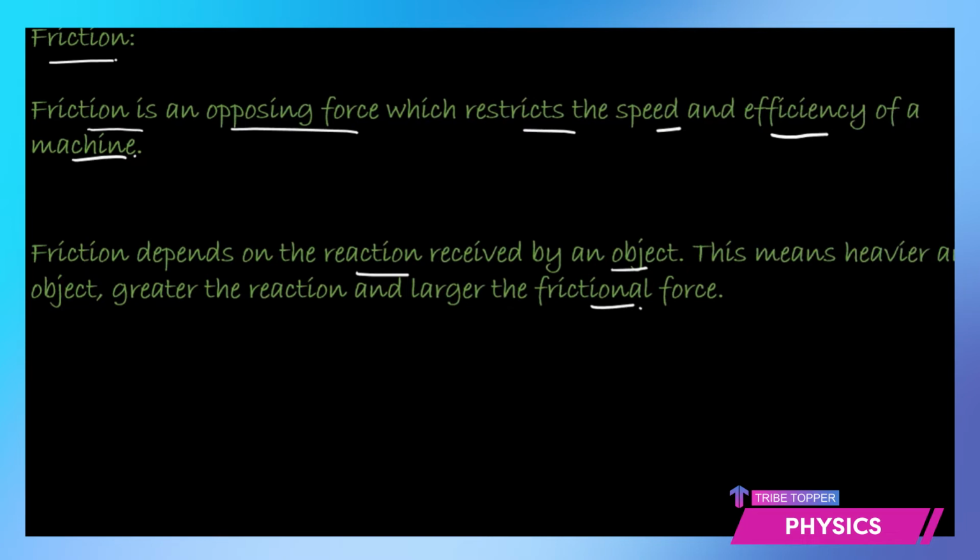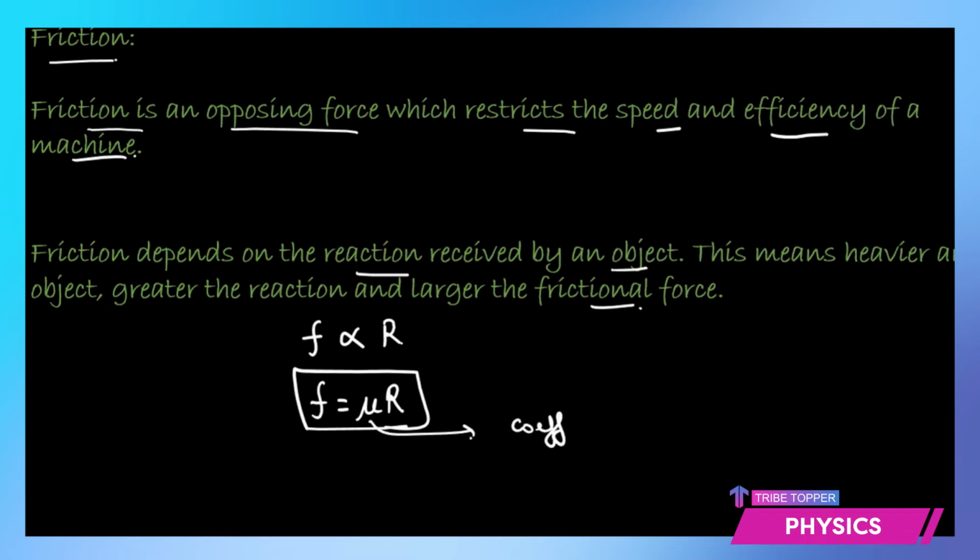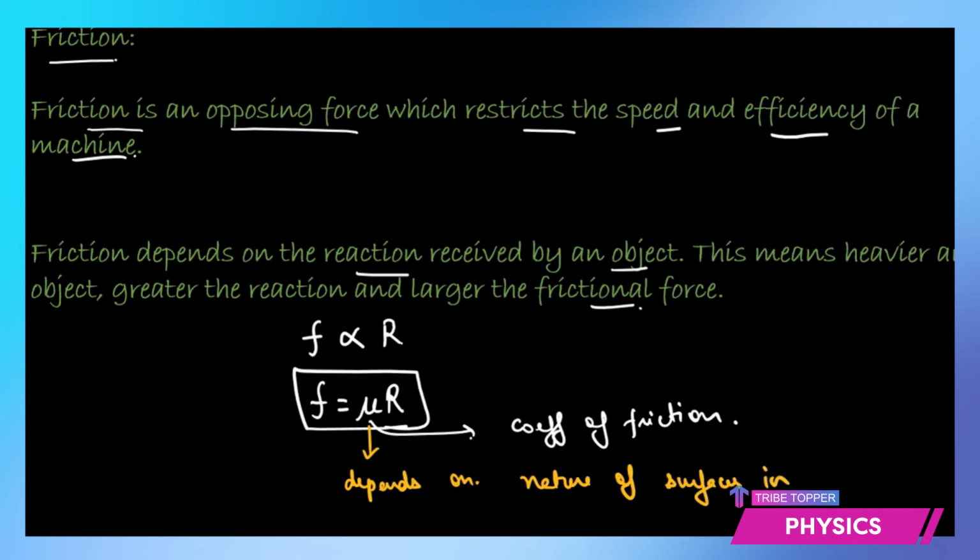So we can say that frictional force is directly proportional to the normal reaction. You can use R or N, that depends, but R is denoting the normal reaction here. So F is equal to, we had a constant here, mu times R. This constant mu is called the coefficient of friction. And since it is the coefficient of friction and introduced as a constant, it actually depends on the nature of the surfaces in contact.